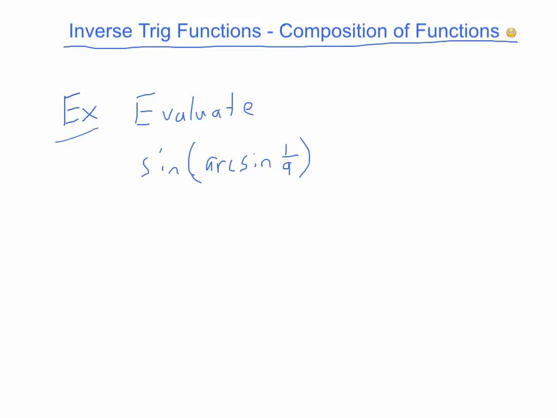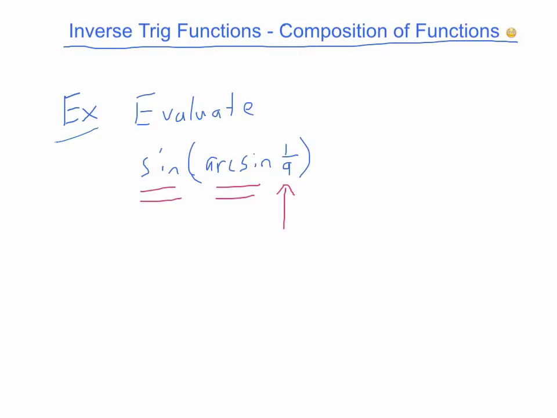In this problem, we are asked to evaluate the sine of the arcsine of 1 over 9. Now, by order of operations and our understanding of composition of functions, in this problem we would start off with the value of 1 over 9. We would plug that into the arcsine function and get an answer. It would be some angle. And then we would take that angle answer and plug that into the sine function to get the overall final result.